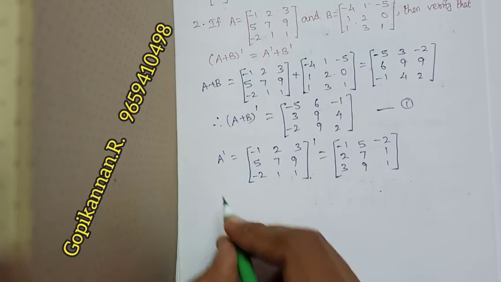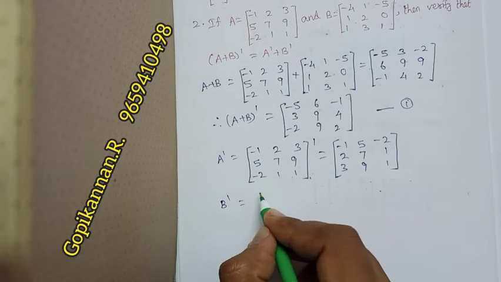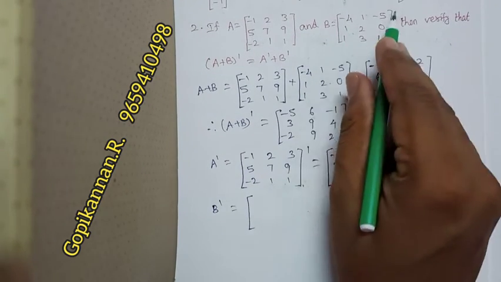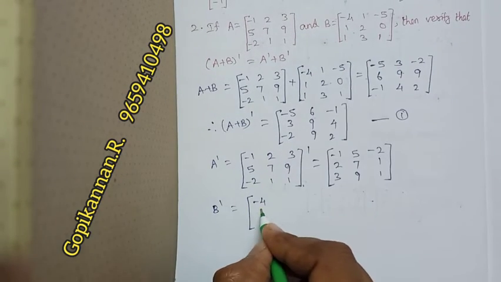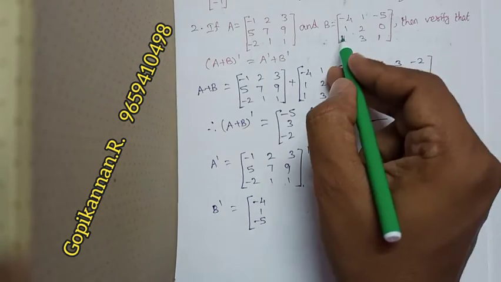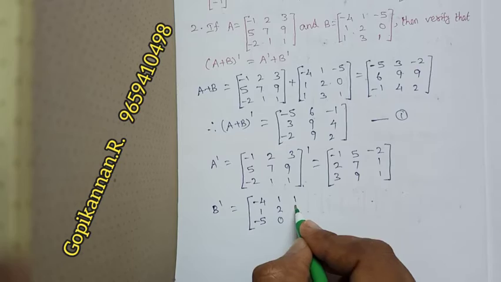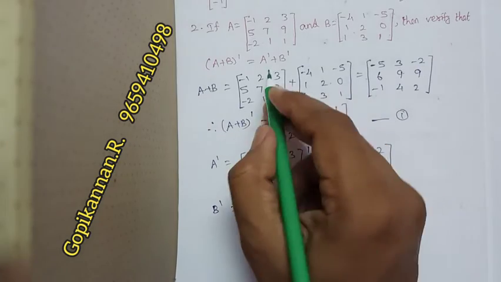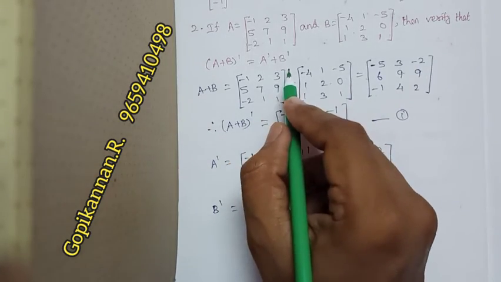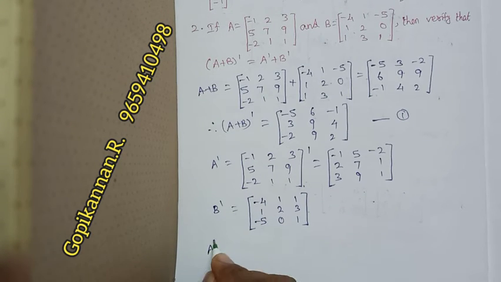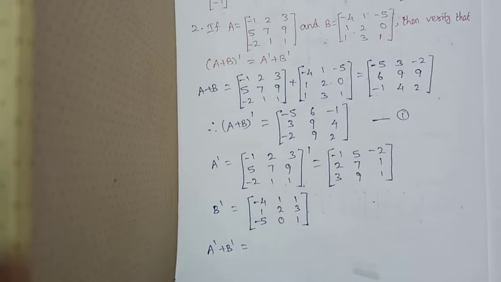Similarly, we find B transpose, which is equal to, I directly write the transpose value, the first row minus 4, 1, minus 5, the second row 1, 2, 0, the third row 1, 3, 1. So the right hand side is A transpose plus B transpose. You take the sum of the two transposes, that is A transpose plus B transpose.